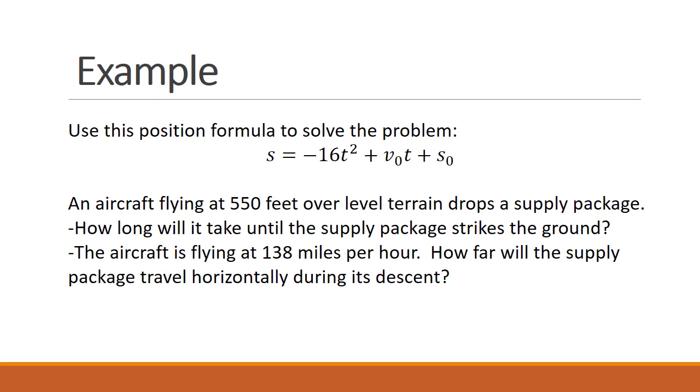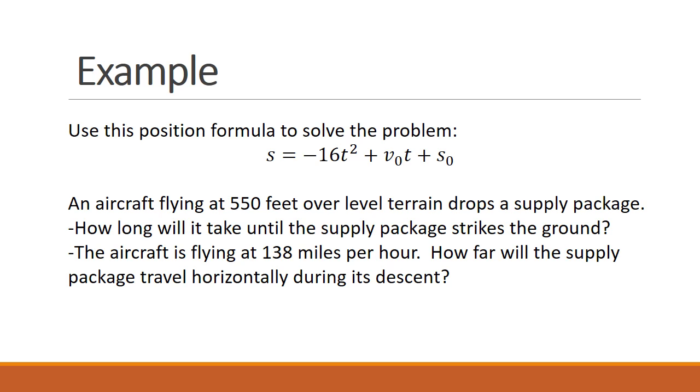Now we're going to do a couple of application problems. We have a position formula, s equals negative 16t squared plus v sub 0 t plus s sub 0. The negative 16t squared represents acceleration due to gravity. The v sub 0 indicates the initial velocity of the object, and the s sub 0 indicates the initial position.